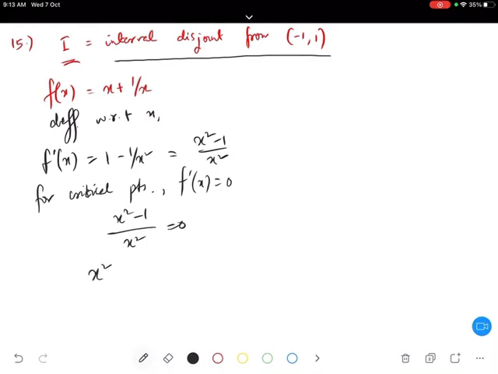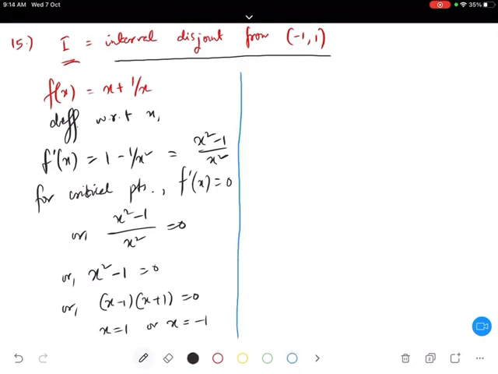So I will write x square minus 1 equal to 0. Or we can write x minus 1, x plus 1 equal to 0. So from here what do we have? Either x is equal to 1 or x equal to minus 1. So these two values we got, right? And after getting these values, what will I do? I will do the number line. So let us draw the number line.